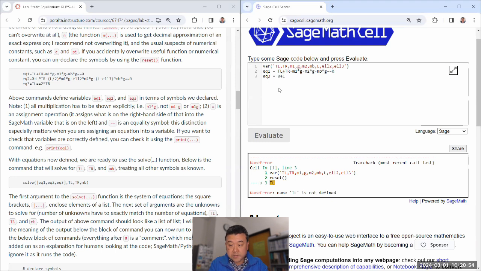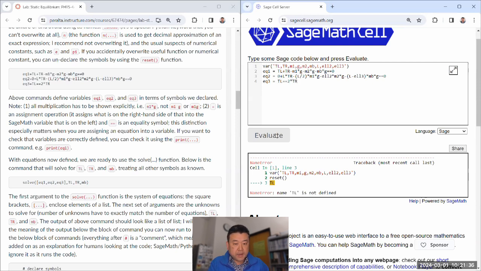Equation 2 is 0 plus L times TR minus L divided by 2 times M1 times G minus L spelled out 2, that's part of the variable name, times M2 times G minus L spelled out 3, part of the variable name, times MB times G is equal to 0. Again, for the time being, I'm not really thinking about if these equations are right, and just typing in a system of equations that someone has developed for me. Equation 3 is going to be assigned TL equal to 2 times TR.